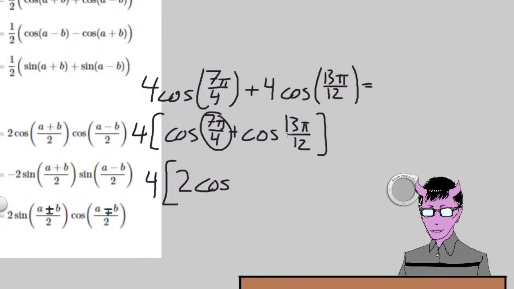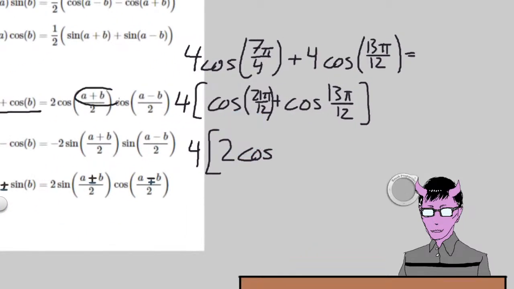Well, unfortunately, this one is mismatched with that one, so let me change this. Top and bottom times 3, so it's going to be 21 pi over 12. Alright, so that should make the job a little bit easier to summate those two. So 21 plus 13 is what? 34? 34 pi over 12, but don't forget this algorithm, you need to divide by 2. So the 12 becomes 24.